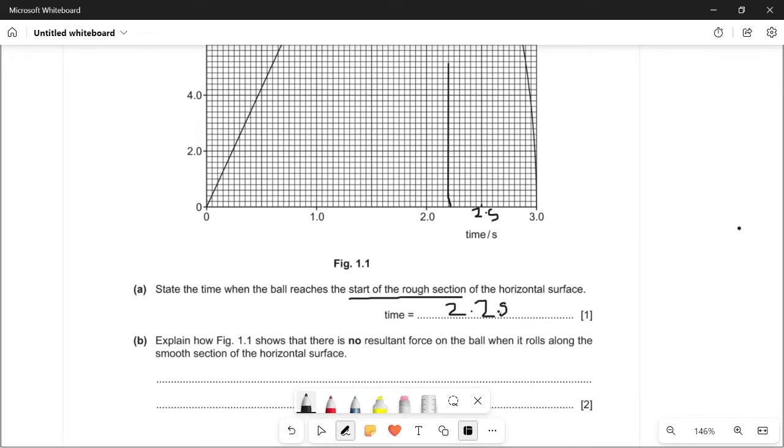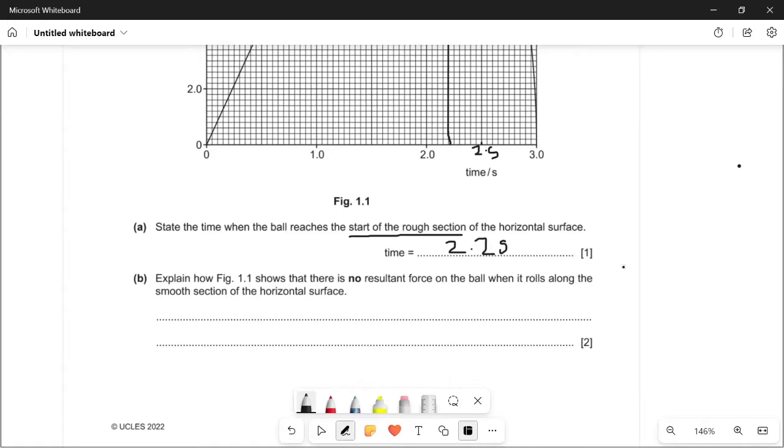Sorry about my handwriting. Okay, the next question: explain how figure 1.1 shows that there is no resultant force on the ball when it rolls along the smooth section of the horizontal surface. So if there is no resultant force, that means the speed will not change. If the object is at rest, it remains at rest. And if the object is moving at a constant speed, it will continue moving at a constant speed. So there will not be a change in speed or direction.